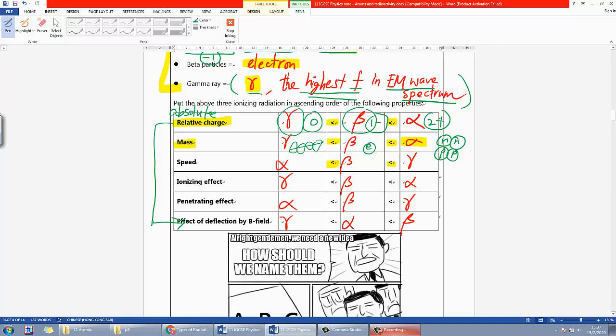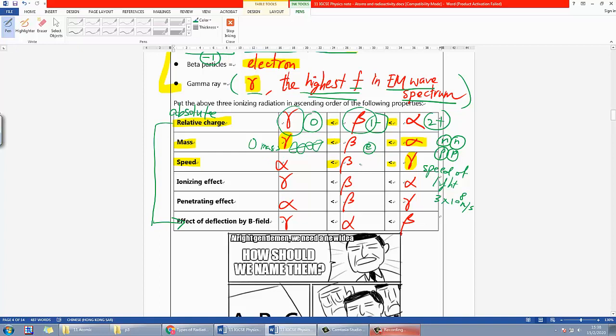So alpha is much heavier than, of course, a single electron, maybe something like 6,000 times greater than beta. And the lightest is gamma, because gamma is basically light, so it has 0 mass. For the speed, it's basically the opposite of the mass, because gamma is an EM wave, so it travels at the speed of light. You may want to write next to it: speed of light, 3 times 10 to the power of 8 meters per second.